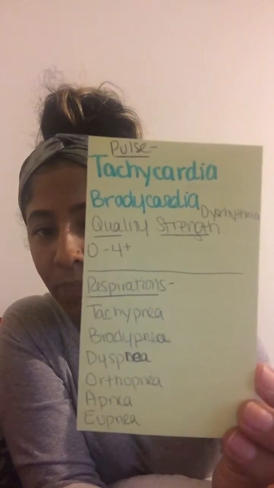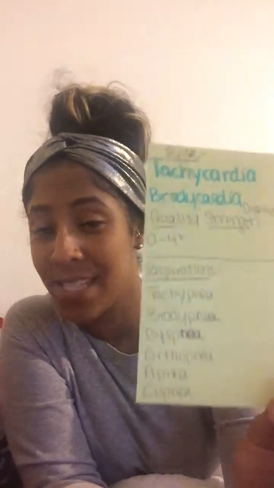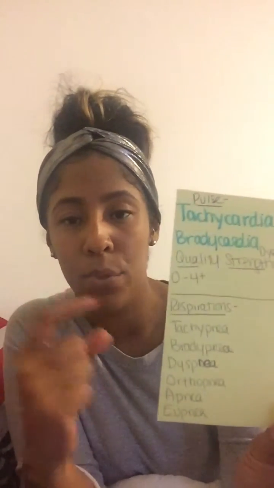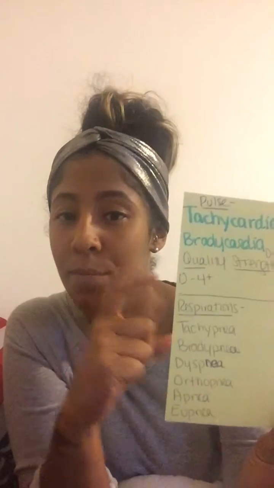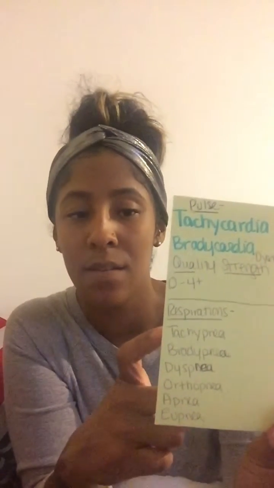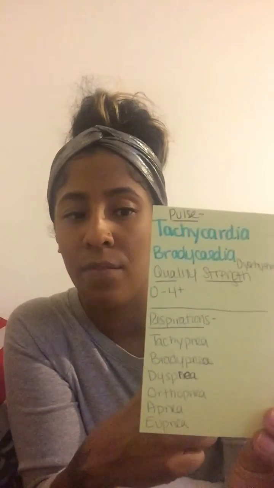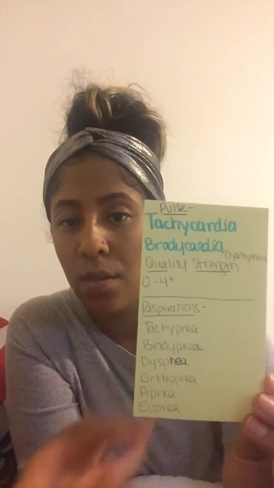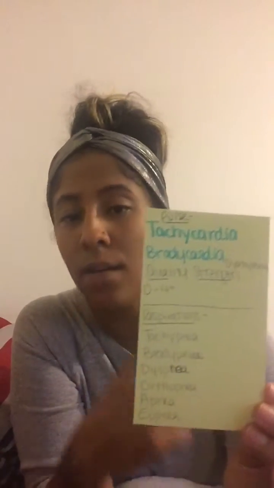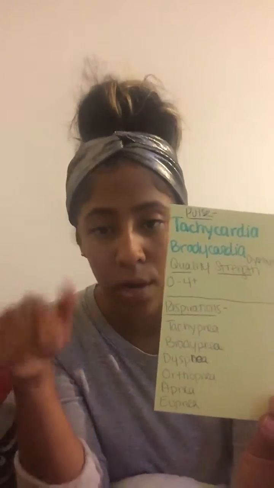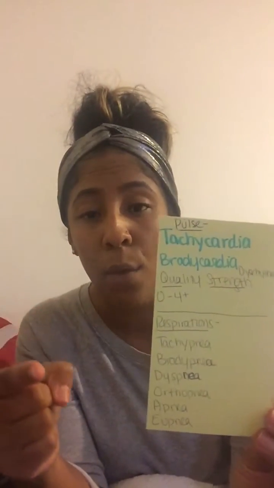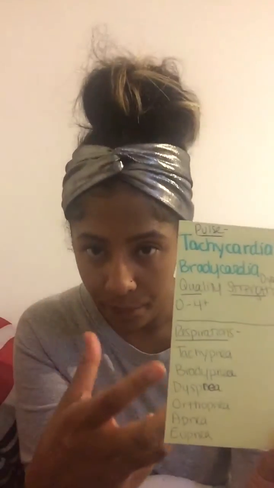So the first one that we have is tachypnea. And again, what do we say about tachy? It's high. So tachypnea, put the two together, high breathing, high rate. So it's going to be a rapid breathing rate. The next one, bradypnea. Again, when we talk about brady, we talk about below, so it's going to be slow breathing.